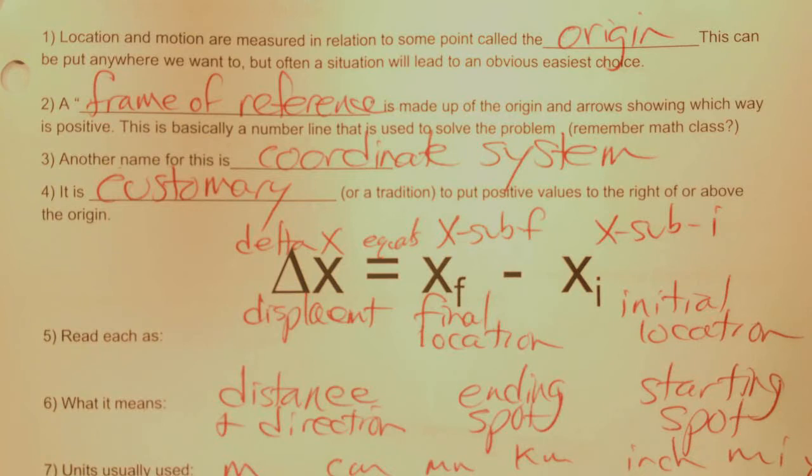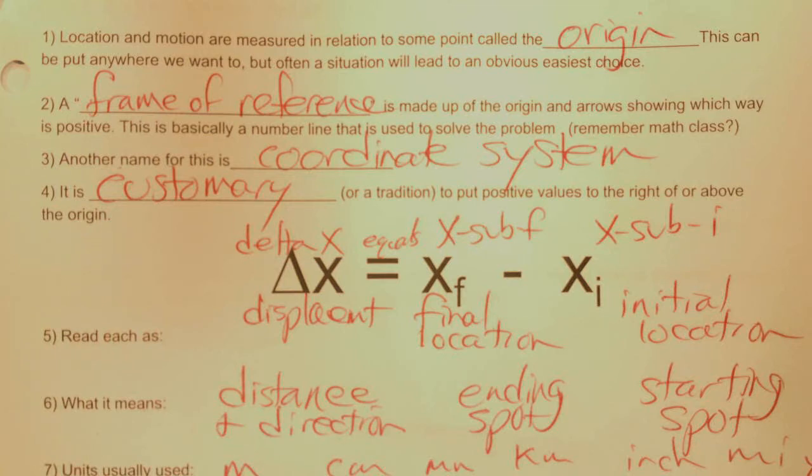Number 2, a frame of reference is made up of a system of the origin and arrows showing which way is positive. This is basically a number line that's used to solve the problem, just like in math class. Another name for this frame of reference is a coordinate system, and it's customary for the coordinate system to have positive values to the right of the origin or positive values going up. Again, just like you'd have in your traditional math class with your x and y axes on a graph. To the right is positive x's, upwards is positive y's, and negatives in the other directions.